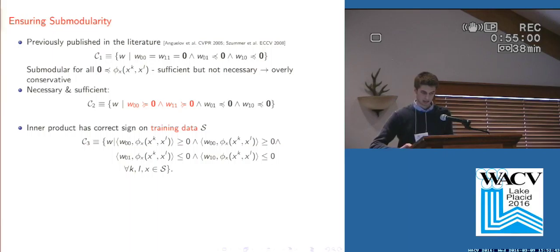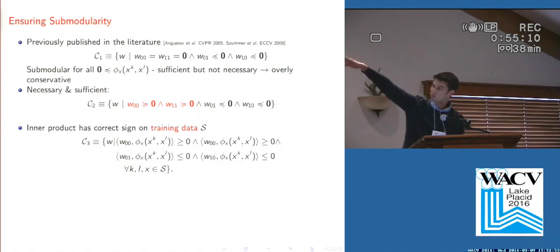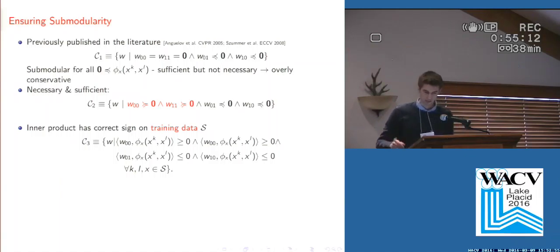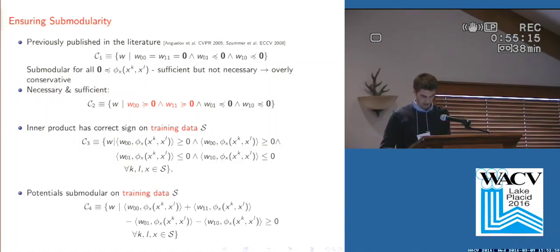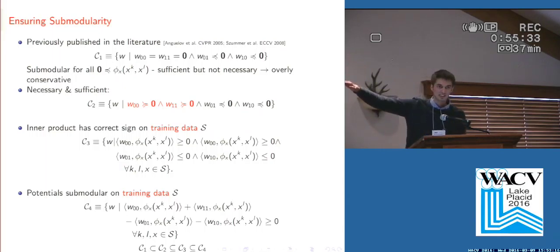Then you can even relax the constraints even further. Instead of the weights of the model having to have a certain sign, like in the previous constraints, you can say that the inner product of the weights has to have the correct sign. And lastly, the constraints can be relaxed even further to ensure submodularity on the training data and not on the test data. So in every step, the constraints are relaxed and the model capacity increases because of this.